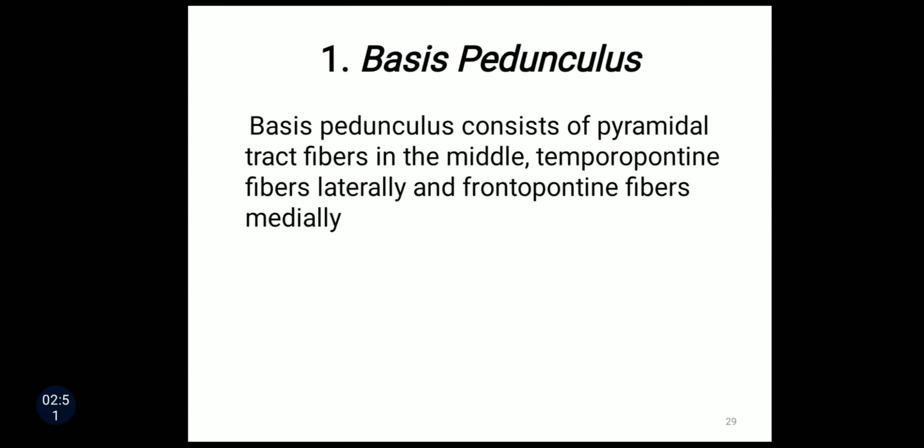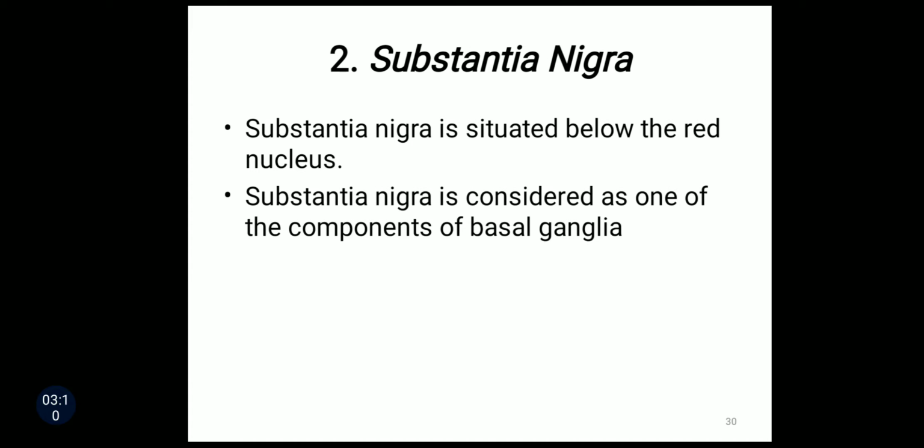Now first one is about basis pedunculus. This basis pedunculus mainly consists of three types of fibers. Basis pedunculus consists of pyramidal tract fibers in the middle, temporopontine fibers laterally, and frontopontine fibers medially. Then the second one is substantia nigra. Substantia nigra is situated below the red nucleus. This substantia nigra is considered as one of the components of basal ganglia.